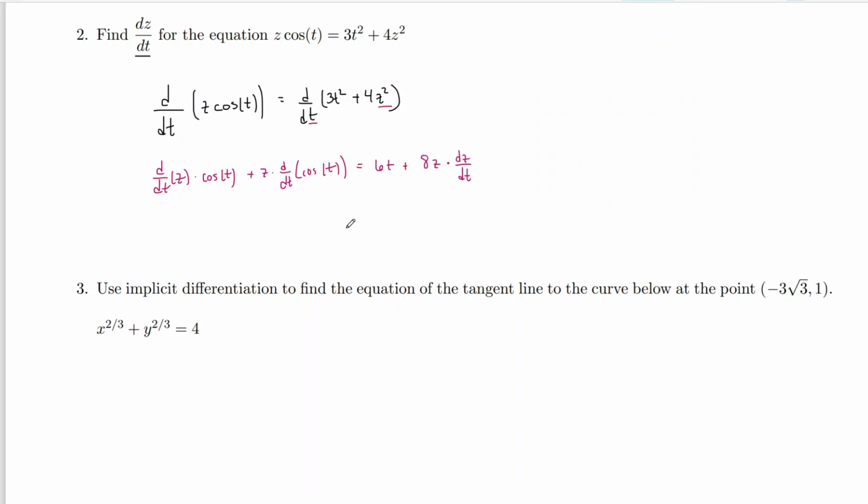All right, so just following the steps of last time, we want to make sure we do all the derivatives first before we start solving for dz over dt. Now, this one is just dz over dt because that's our name for it. We don't have a better name for this, times cosine of t plus z, and then the derivative of cosine of t, well, t matches just t, so the derivative of cosine is negative sine, equals 6t plus 8z times dz over dt.